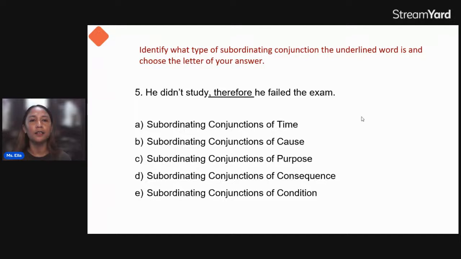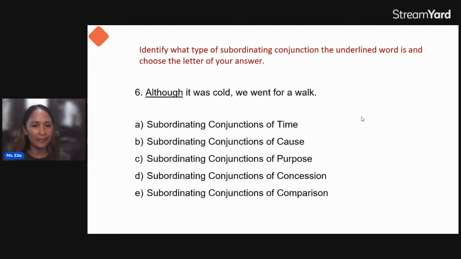Okay. So the correct answer for number five is subordinating conjunction of consequence. Why? Of course, he did not study. Therefore, he failed the exam. That's the consequence of his action of not studying. All right, I hope it's clear. Now let's have number six.